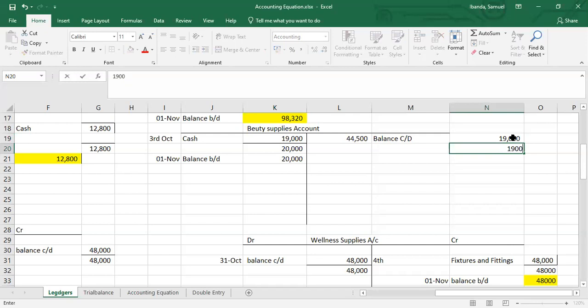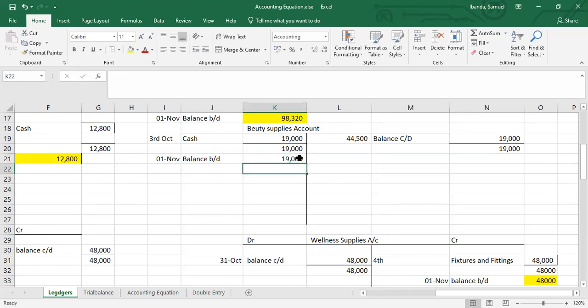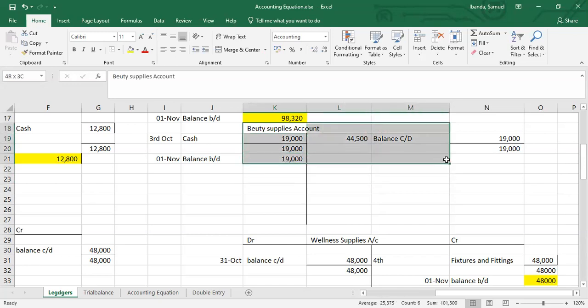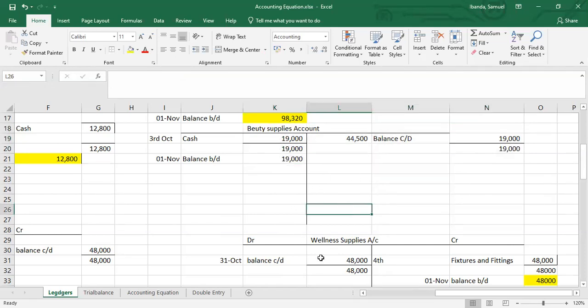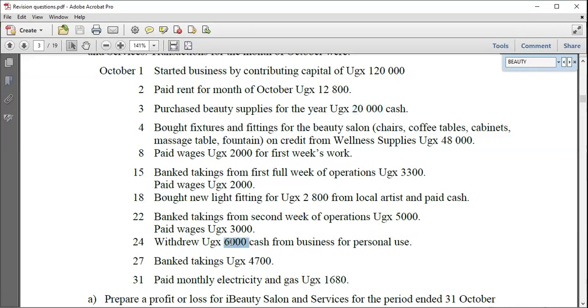So I'll come here and record 19,000 and record 19,000. So this will also be 19,000. This will also be 19,000. So I record 19,000 here. You get it? Now, what happens is I also, by mistake, once I'm doing, for example, drawings, remember they are saying withdraw drawings, instead of writing, maybe I counted wrongly. Instead of writing 6,000, I write 5,000.